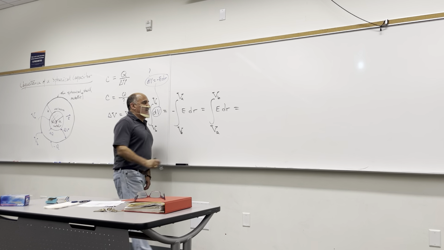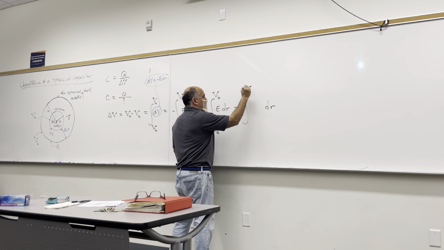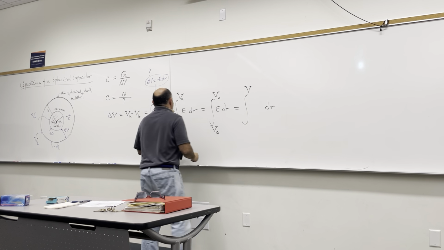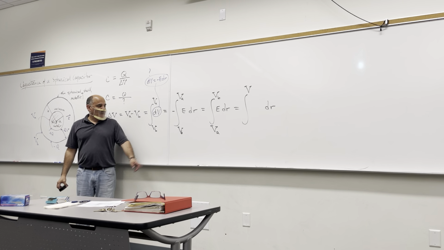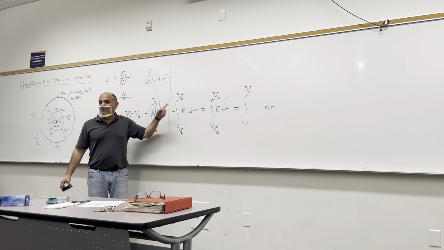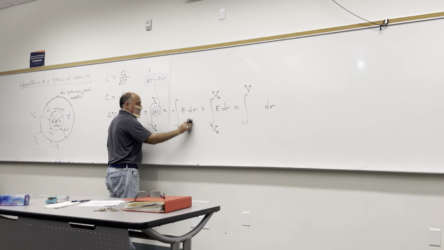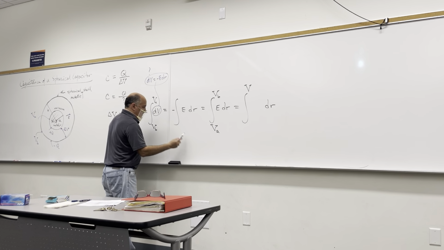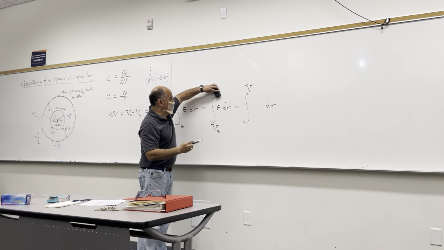Now, this means that I have to know what the electric field is. I made a mistake. What was my mistake? I'm integrating with respect to r. So this limit should be B to A, right? It was VB, VA over here. So this has to be B to A. Please correct me when I make mistakes like that.